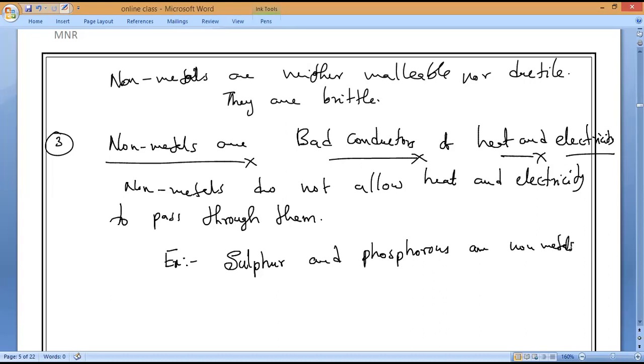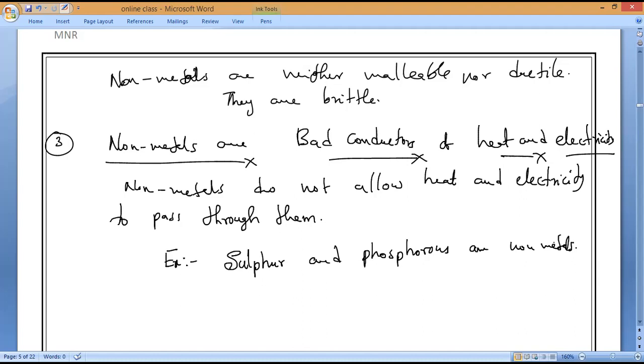Excuse me, sir. Sir, if we put red phosphorus outside, it will catch fire, right, sir? Catching fire is reactivity. It is not that it conducts heat. Conducting heat is different, conducting electricity is different, and catching fire is different. Understand? Please remember that.